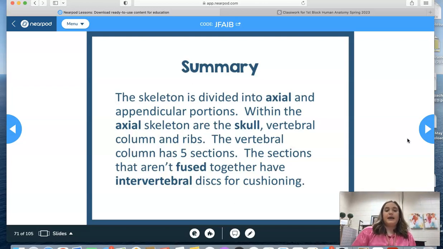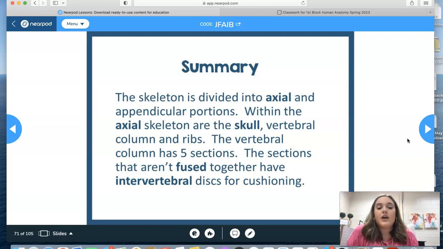The vertebral column has 5 sections. So we talked about the cervical region. We talked about the thoracic region. Cervical region is the neck. The thoracic region is that part of the spine that touches the ribs. We talked about the lumbar region, which is the lower back. Then we also talked about the sacral and the coccyx, where you have 5 fused vertebrae in the sacral, and then you have 4 fused vertebrae in the coccyx.